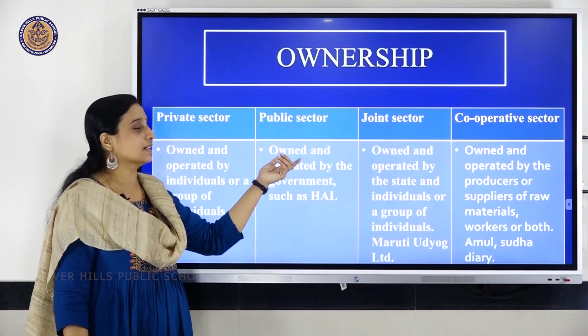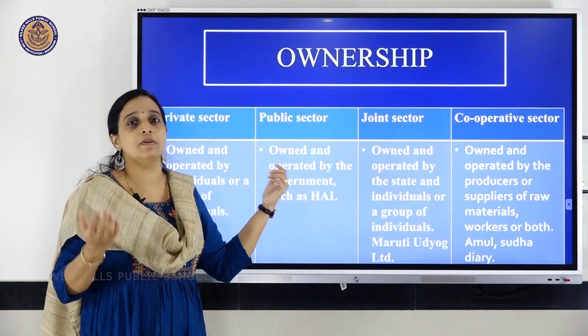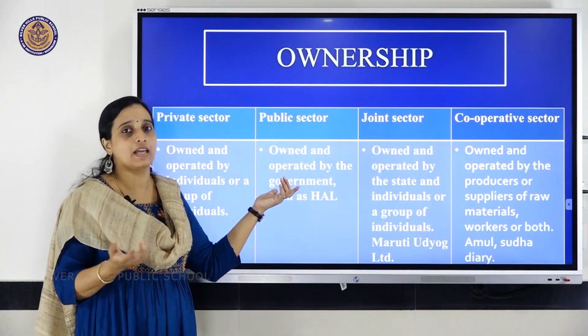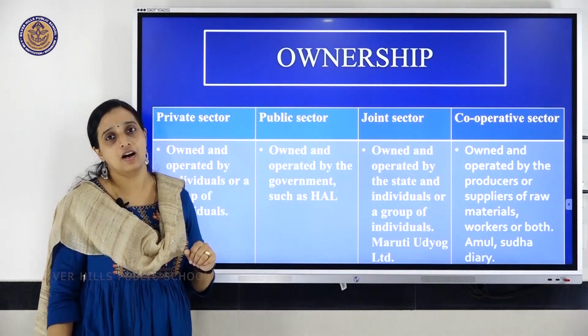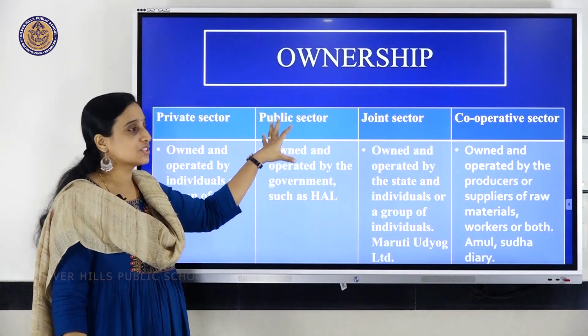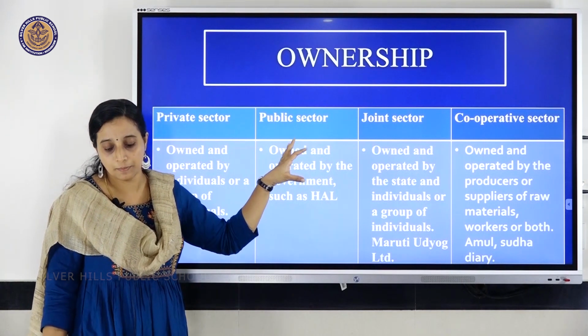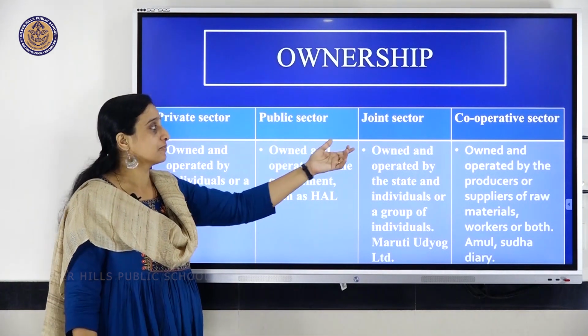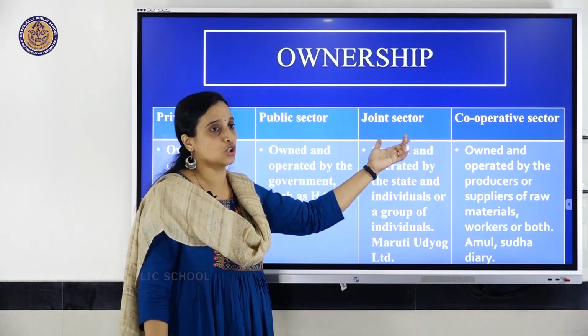Whereas the public sector is the industry which is owned by the government, an organization operated by the government. For example, HAL, that is Hindustan Aeronautics Limited. Such a sector which is owned or worked by the state or the central government, we call a public sector. The third one is what we call a joint sector.